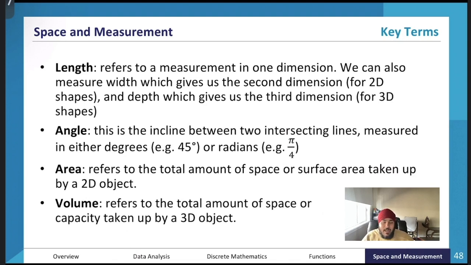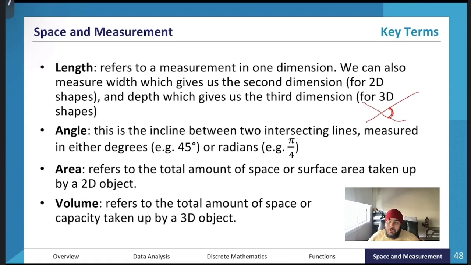Pretty straightforward. Angle is the incline between two intersecting lines. So basically when you have two lines crossing each other, it's sort of like the space between them, actually not really the space, sort of like the incline between them is the angle. And we usually write angle in degrees or radians. In general maths, you don't use radians, you only use degrees.